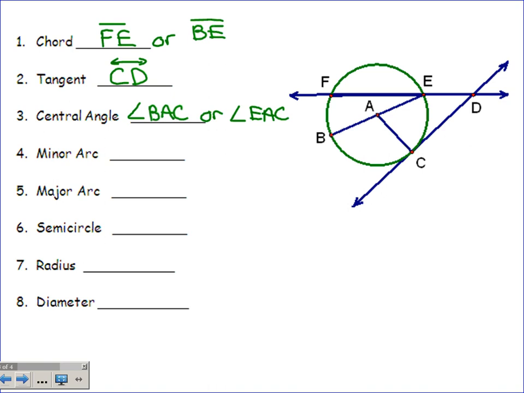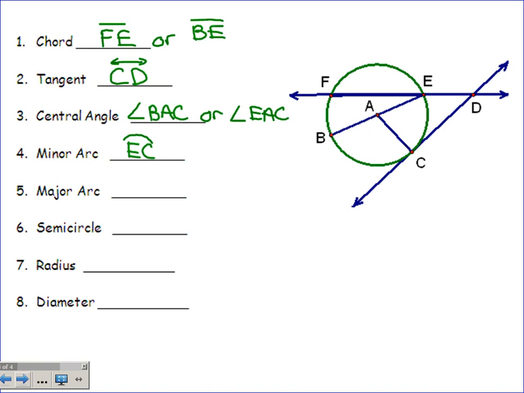Minor arc. Oh my goodness, there's tons of them. Let's just do one of them. Zach, what do we have? EC. That's correct. So EC. How do I draw the arc? A little bubble over it. That's good.